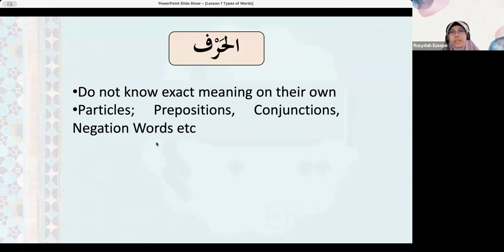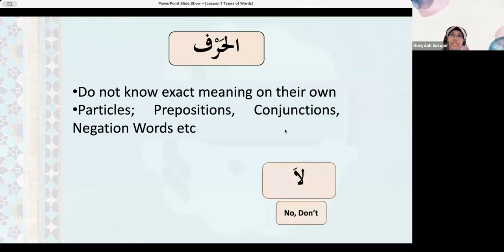Negation words, for example, la, lam alif. La yukallifullahu nafsan. So la means no or do not. La is a negation word. In English, other than no, I cannot think of other negation words. Those are examples of words that are considered harf.